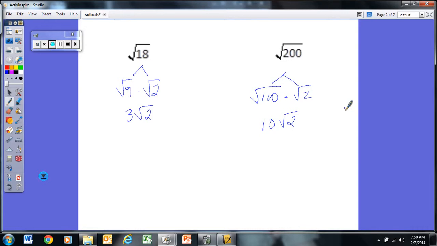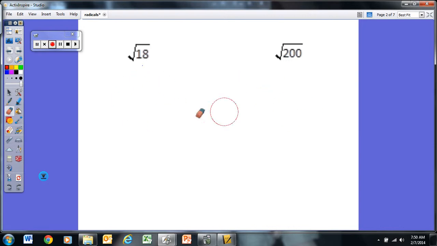Now, some people don't like this way, so let me show you the other way to go about simplifying a square root. And this is what most kids in high school revert back to because it always works. If I do the prime factorization of 18, pick any two numbers that go into 18. Let's say you pick 6 and 3. Okay, and then keep going down until you get all prime numbers. So 2 times 3 times 3 is the prime factorization of 18.